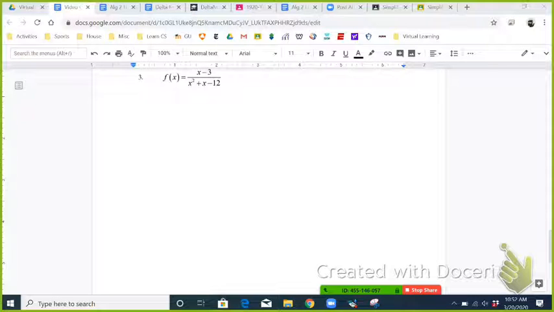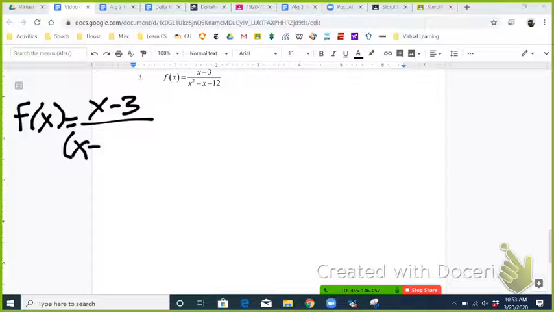All right, so why does this rational function have a hole at 3 comma 1/7? When you graph a rational function, the first thing you want to do, whether it has a hole or not, is simplify, or rather factor it. So we get f of x is equal to x minus 3 over x plus 4 times x minus 3.